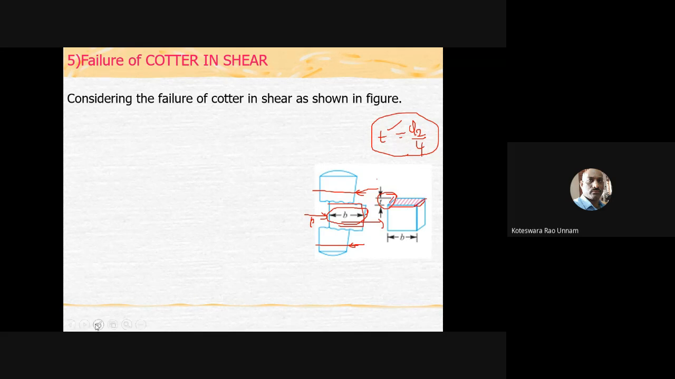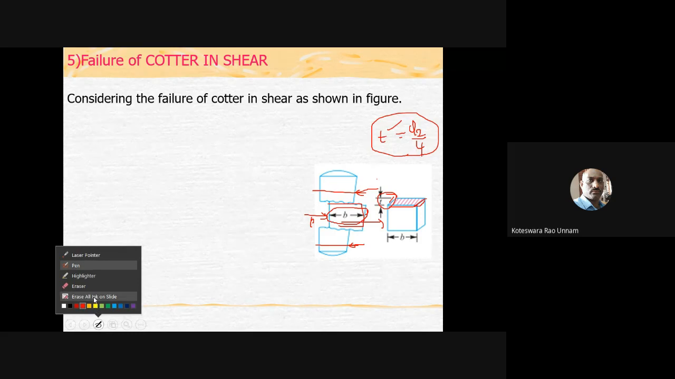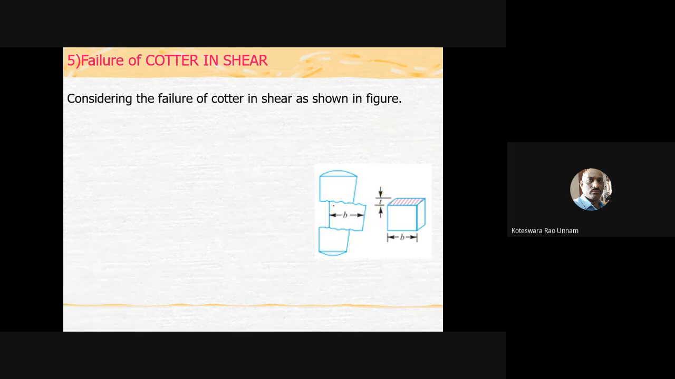You can also clearly see that the cutter is in double shear, not in single shear. It is shearing at this location as well as at this location. This kind of shear failure we call a double shear. If it is shearing off at only one location, we call it a single shear. If it is shearing off at two locations, we call it a double shear. Then shearing area multiplied by the shearing strength will give you the total load, and you need to equate it to the applied load. Here the applied load is again P.